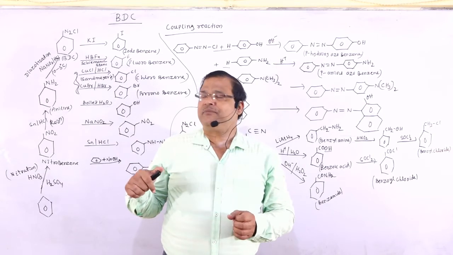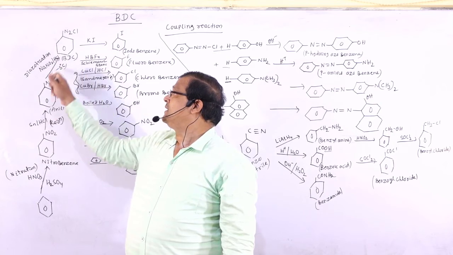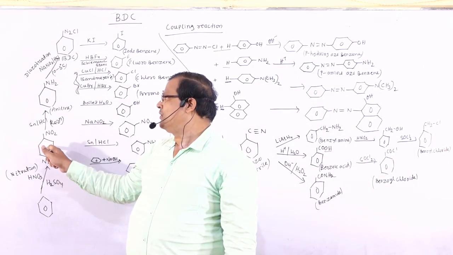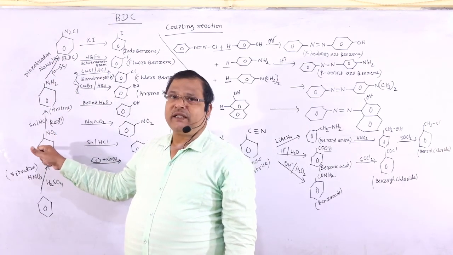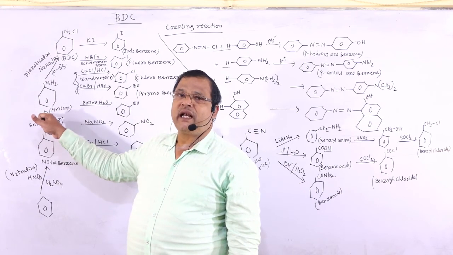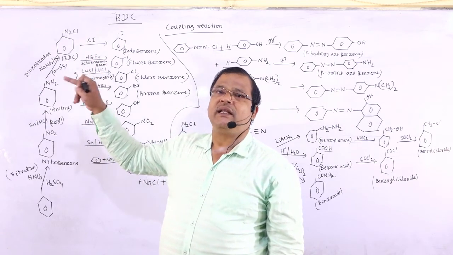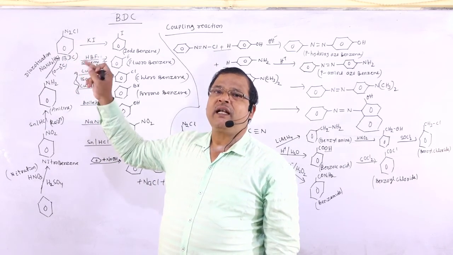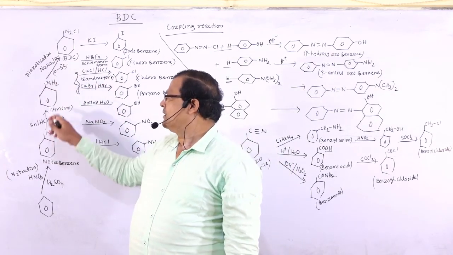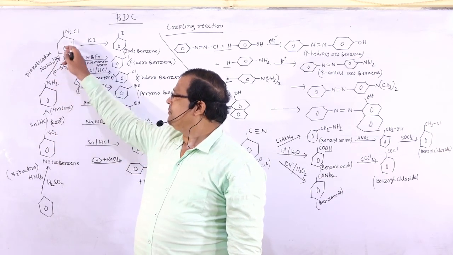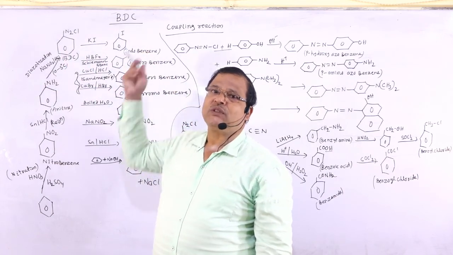Whenever a question comes regarding the preparation of BDC, not from aniline but from nitrobenzene, we have to write two reactions. Nitrobenzene is reduced with tin and HCl to form aniline. Aniline treated with NaNO2 and HCl forms BDC at about 0 to 5 degrees centigrade. We have to write down these two equations. The preparation carries 3 marks, and the rest is a 4-mark question, any one of these two.